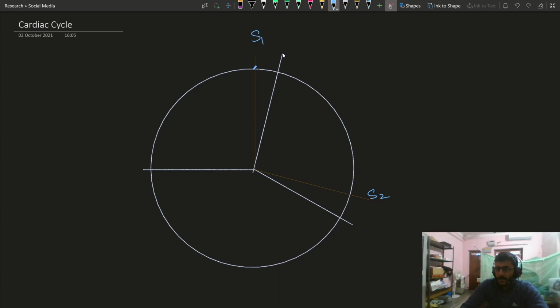So these out here are the clicks, and these out here are the snaps. Now, what are clicks and what are snaps? Clicks are when the aortic and pulmonary valve open. And snaps are when the mitral and tricuspid valve open.